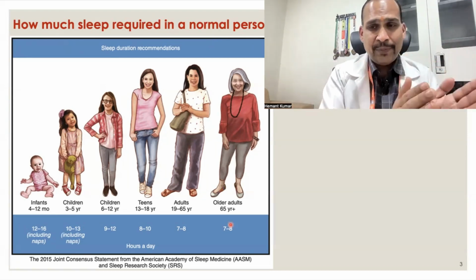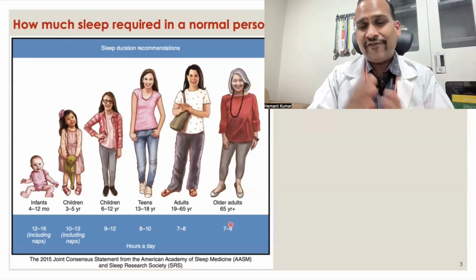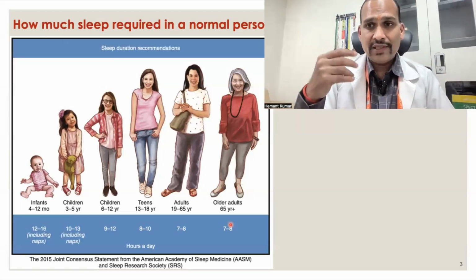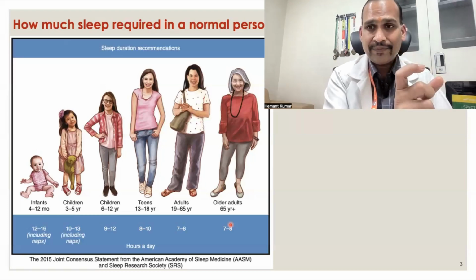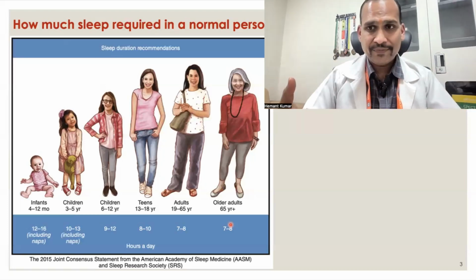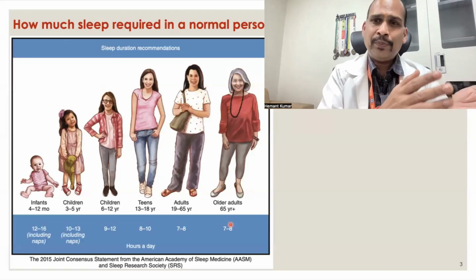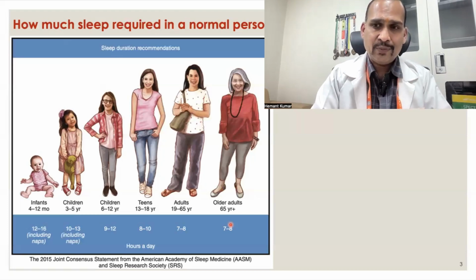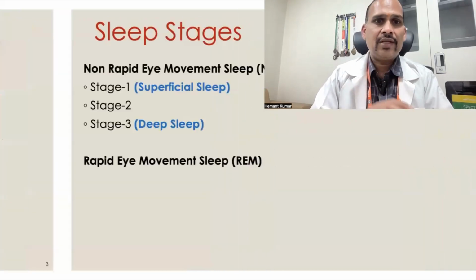But this sleep pattern is different in different people. Some people, like Modi ji, require less sleep. Some people, like me, require more sleep. So it depends on the person also. But on average, for an adult patient, 6 to 8 hours of sleep is more than sufficient.